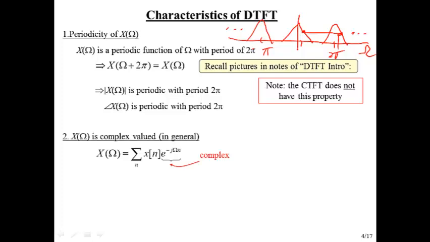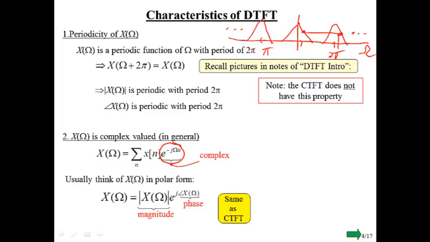In general, just like the CTFT, the DTFT is complex valued, and that comes from the fact that this thing is complex. Now, there are situations where X of omega turns out for that example to be purely real. Sometimes it's purely imaginary. But in general, it could be complex. So we need to think about its magnitude and its phase, just like we saw for the CTFT. Notice this periodicity property is unlike the CTFT. So we've seen one thing that's the same and one thing that is different.